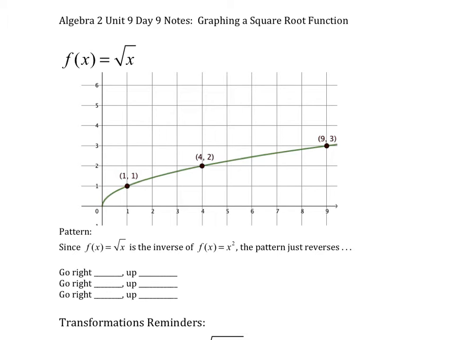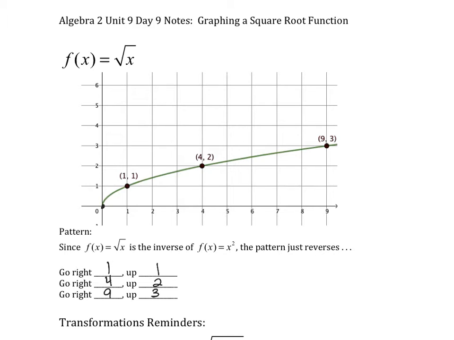There is a pattern that you follow when you're graphing a square root function. And since the pattern for the square root of x is the inverse of x squared, the pattern just reverses itself. You'll see, based on this picture, that starting from 0, 0, the origin, I went right one, up one to plot my first point. Then again, starting back from the origin, I went right 4, up 2. And starting back at the origin for that last point, I went right 9 and up 3.